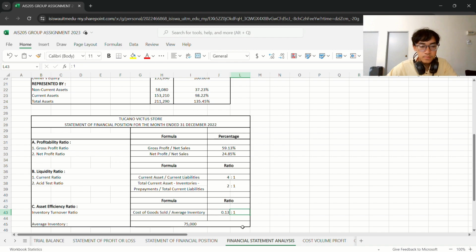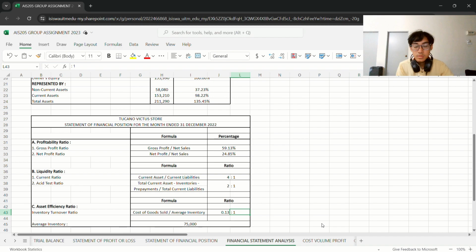ratio to 1. This ratio measures the efficiency of a business in managing its asset to generate revenue. This indicates how many times the inventory has to be replaced within an accounting period. So that's it for the ratio analysis of the statement of financial position.